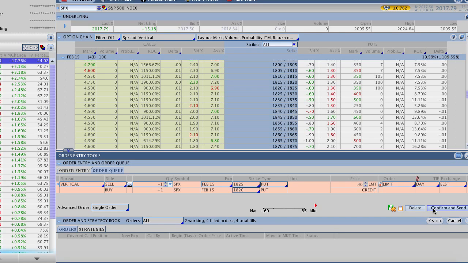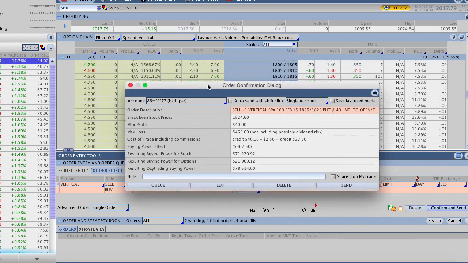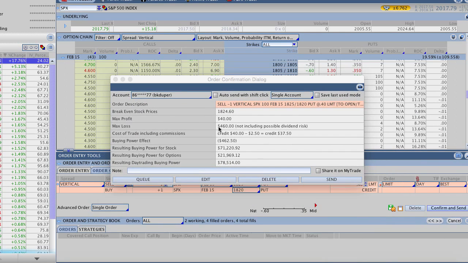So if we actually hit confirm and send here and we do this particular strategy, we can see that we have the potential to make a $40 return using $460 of capital or risk. Okay, so that's how much margin we're going to put up. This ends up being an 8.7% return on our usage of capital.